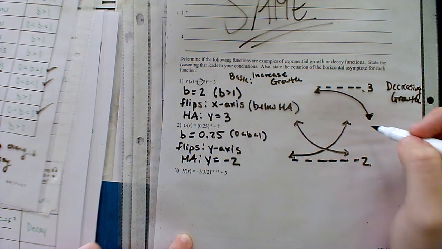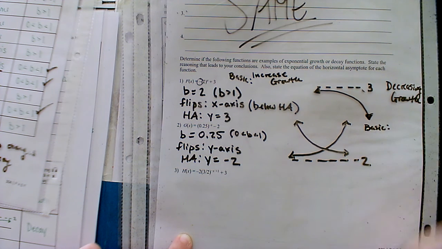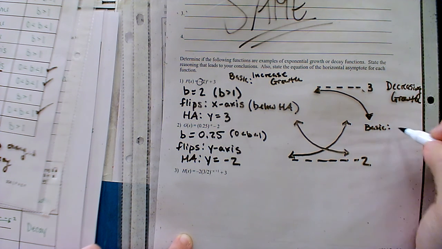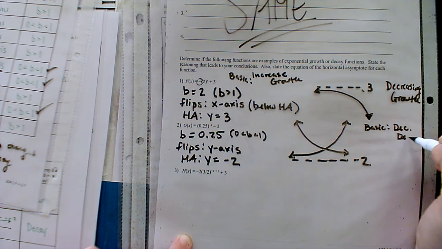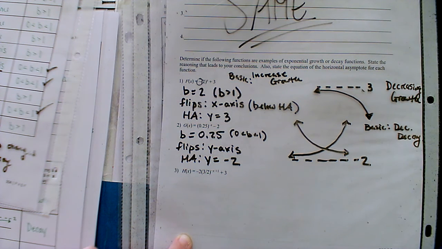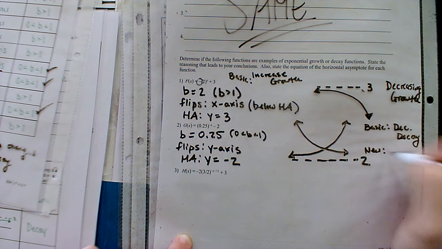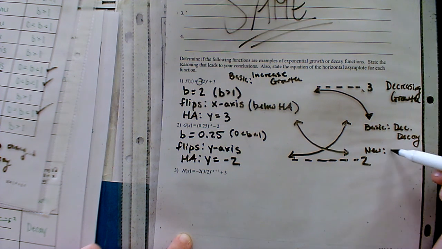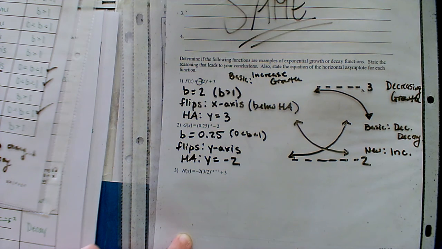So when we think about the basic parent graph, okay, the one that we start with, our base is between 0 and 1. That is a decreasing decay. So for this new one, okay, that we're going to flip left and right, we need to see if we have to change either of these descriptions. So since we did identify one flip, the decreasing or increasing nature changes. So if this started as decreasing, it should now be increasing.